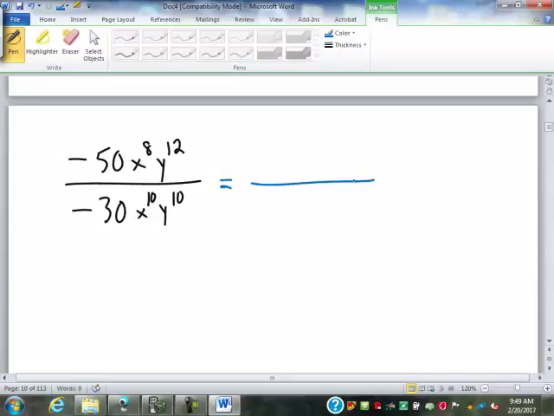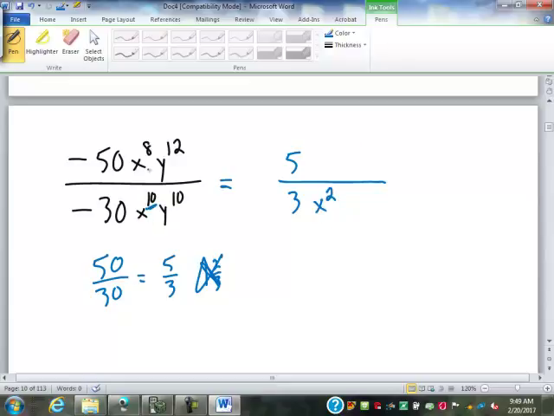So here, is my resulting fraction going to be positive or negative? Positive. A negative divided by a negative is a positive. Well, if I reduce 50/30, what am I going to get? 5/3. Do I make that 1 2/3? No, I do not. It's just 5/3. So what happens with the x? Bottom, power of 2. Good. Larger power was on bottom. 10 minus 8 is 2. Where does the y go? On top, power of 2. Good. Larger power is on top. 12 minus 10 is 2. So 5y squared over 3x squared.